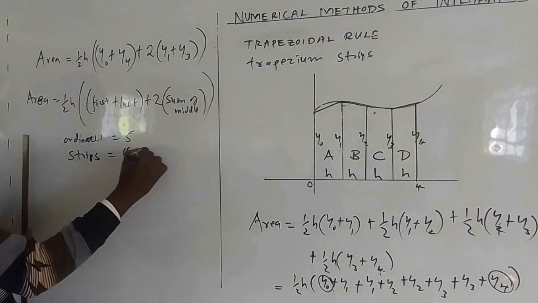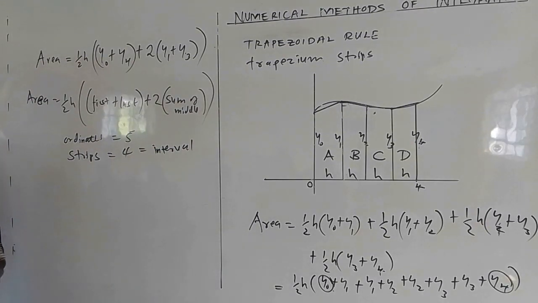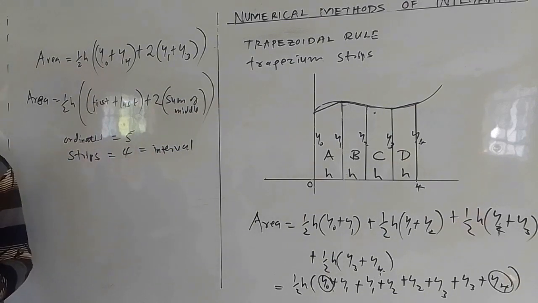Meaning 4 parts simply implies each and every part will have its own interval. So 4 parts means 4 intervals, isn't it? Because each part must have its own interval. Are we together? So what have you seen in trapezoidal rule? The number of ordinates is higher than the number of strips by 1, isn't it?